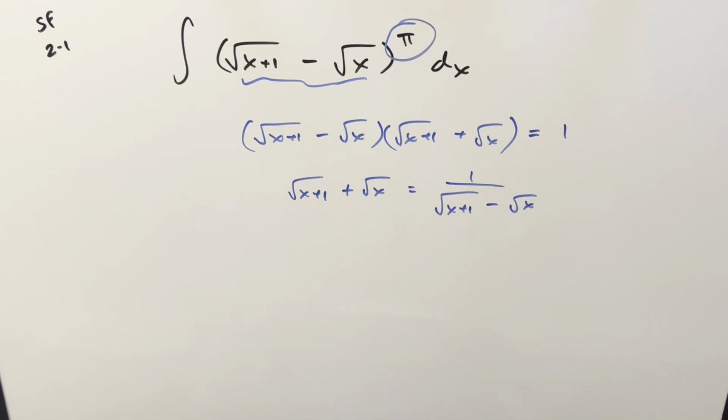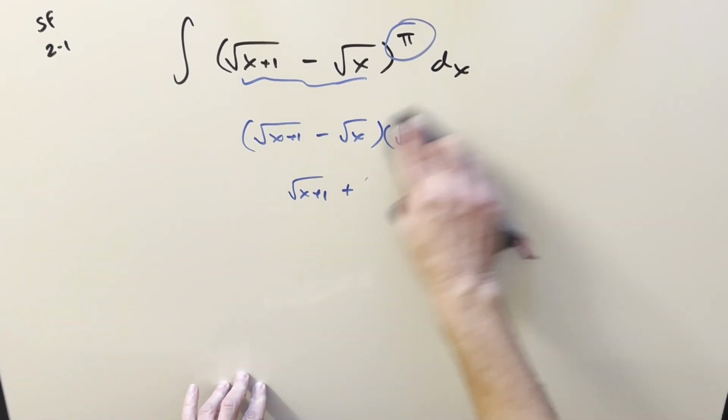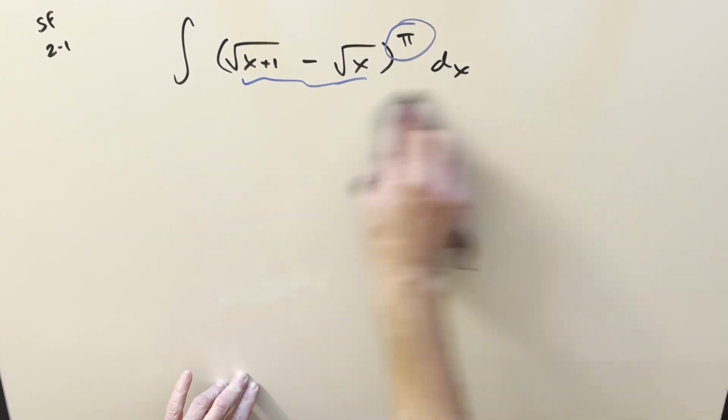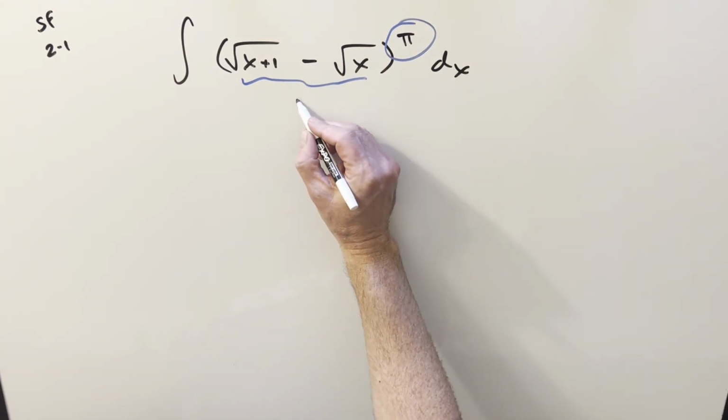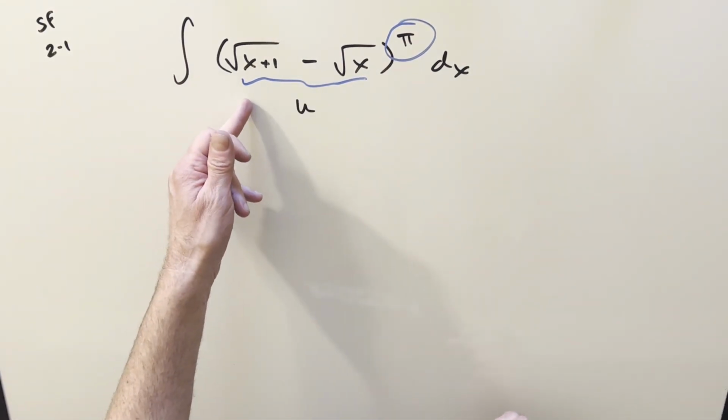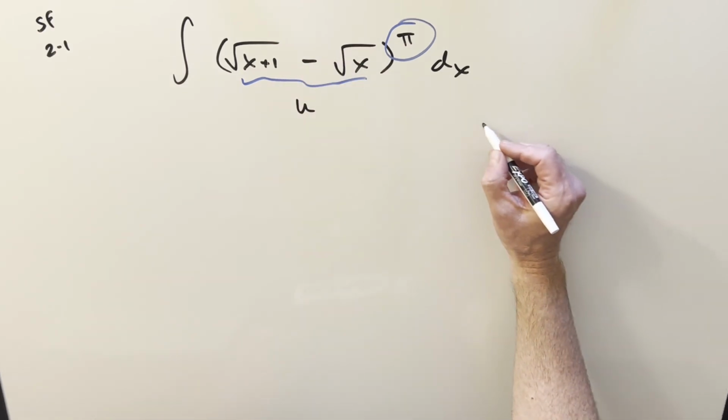Now this is all very interesting, but I didn't really see an easy way to use this, and I got kind of bored or impatient the other day, and so I gave up on that. What I actually did instead was something pretty straightforward. I just did a u substitution for the whole thing inside of the pi.